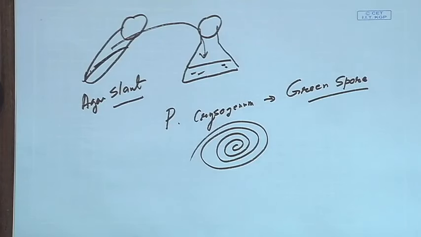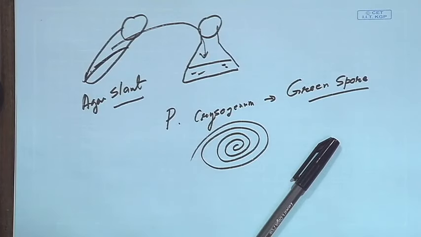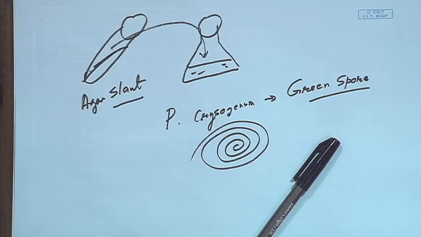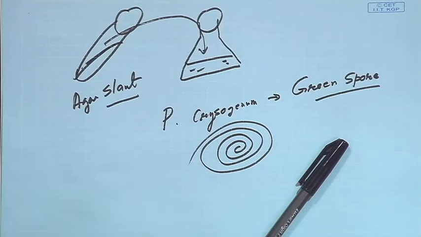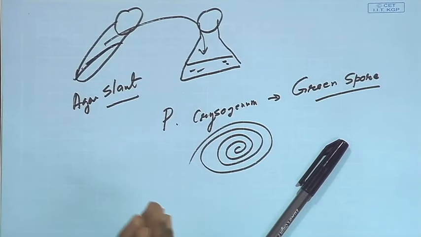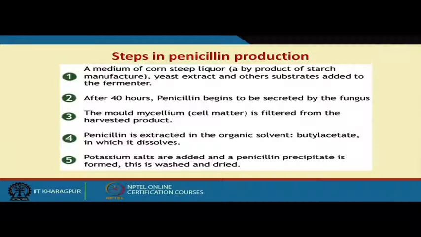But in industry, we are handling a huge amount of liquid. The question comes: how does the penicillin present in the aqueous layer go to the solvent layer? So they have some kind of mixing. They mix in such a way that both layers mix thoroughly, so that the solute present in one layer goes to the other layer.